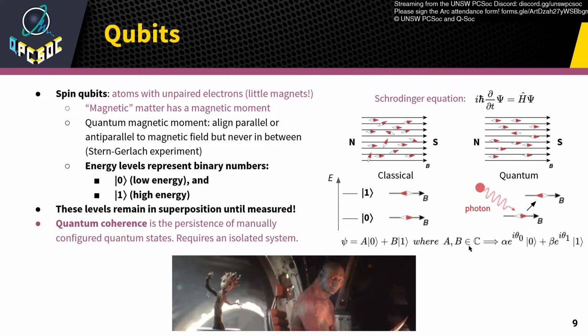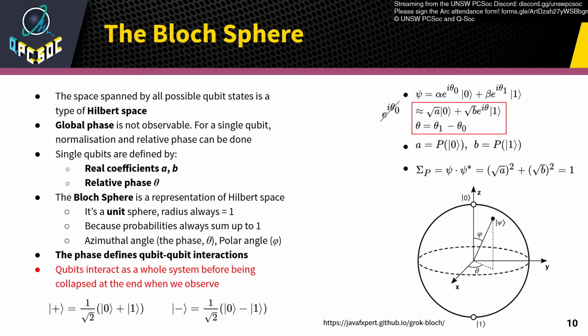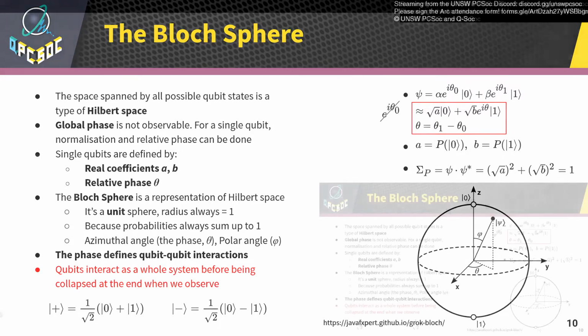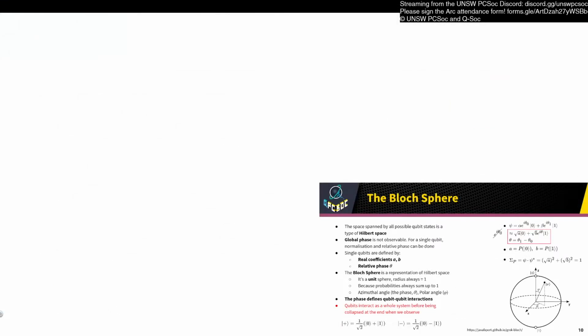So A and B are complex and can be negative, right? So we can rewrite in this form. But what does this really mean? What does this wave function mean? Well, think not of zeros and ones, but let's say of x and y. Let's do some maths. So the wave function is A0 plus B1.